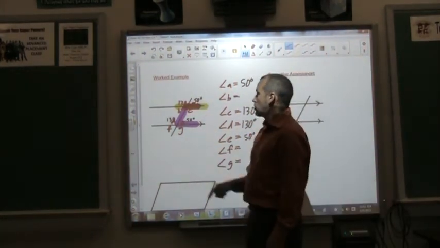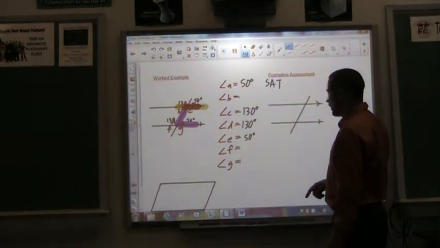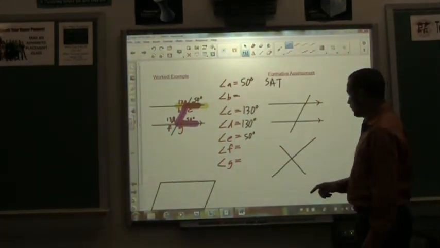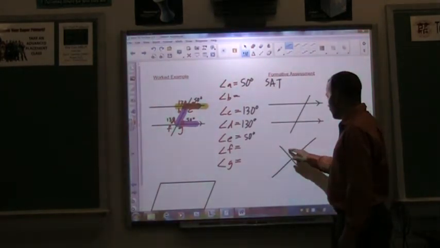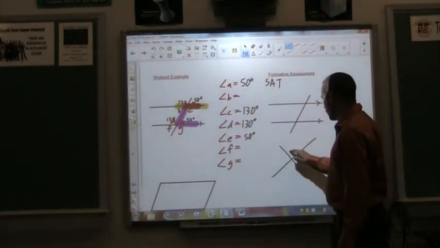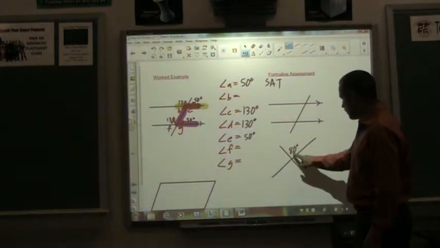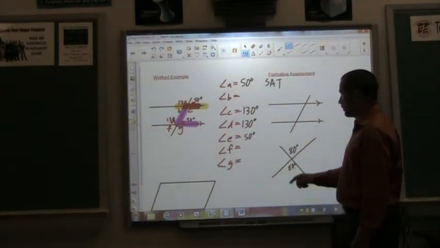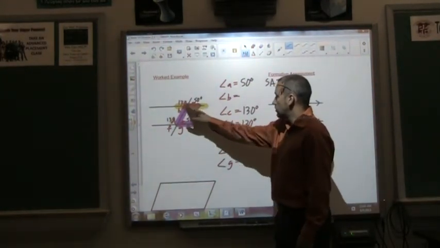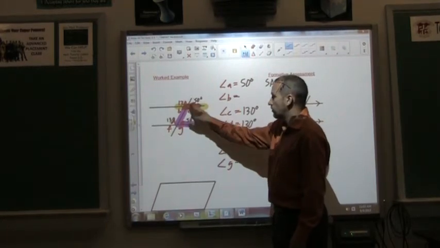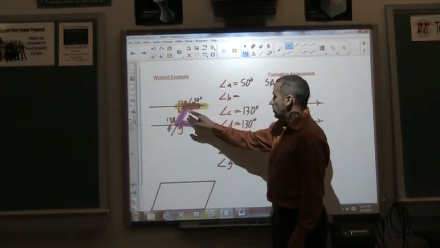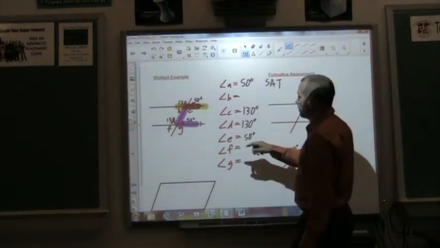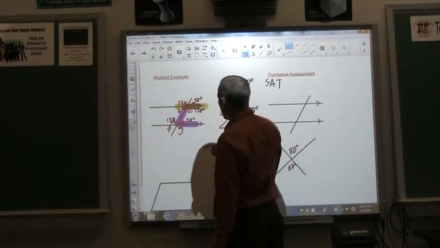Now going back to last year, you would have also had a theorem called the vertically opposite angle theorem that tells you that if you have an angle here, let's call it 80 degrees right here, then the angle straight across from it is going to be exactly the same. So 130 C is straight across from that, from an intersection of two lines. So C would be 130 by the vertically opposite angle theorem as well. Right? So again, more than one theorem.